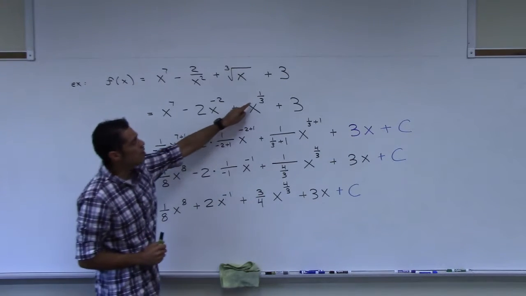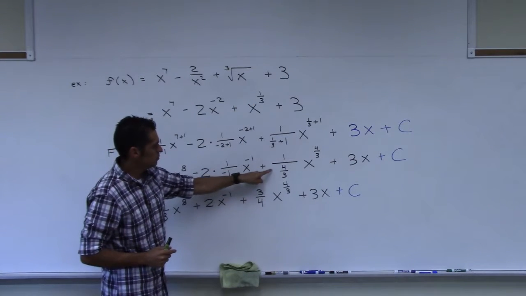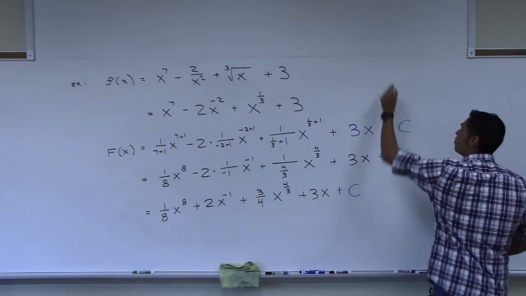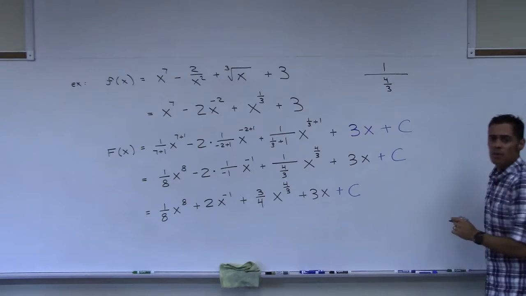How about with this 1/3? What do you got? I just have a question of how 1 over 4/3 turns into 3/4. Okay, glad you have a question. All right, so we're taking 1 divided by 4/3, right? That's really what we're doing.